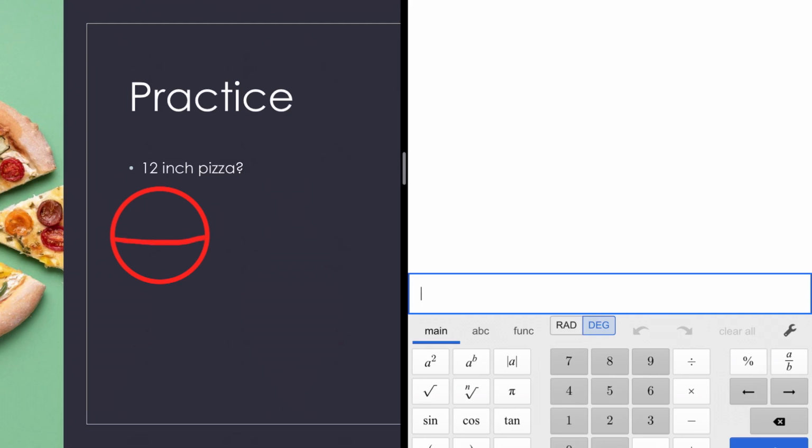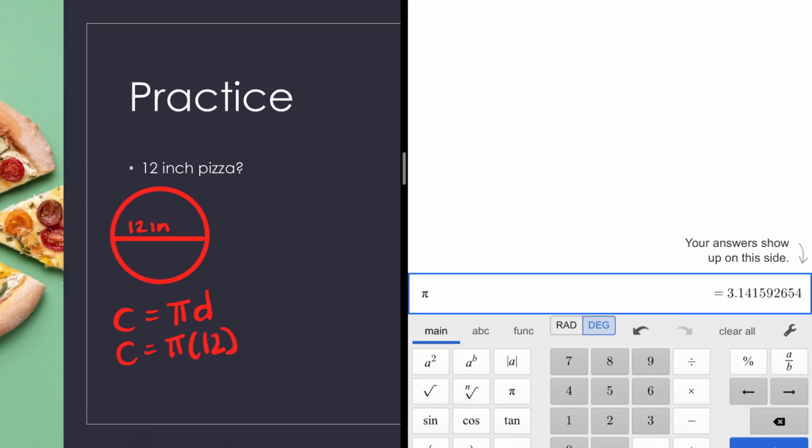And the diameter, oh my goodness, imagine that is supposed to go through the middle. There we go. So that's 12 inches right there. So my circumference is 2 pi r, or I actually already have the diameter, so it would just be pi d. And I'm just going to plug in 12.